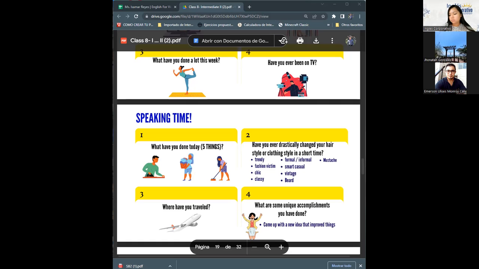Well, second one. Have you ever changed your hairstyle or clothing style while traveling? Short time. Teacher, how do you say apuesta? A bet. A bet.